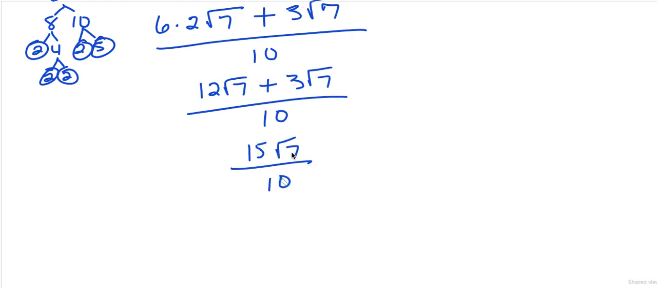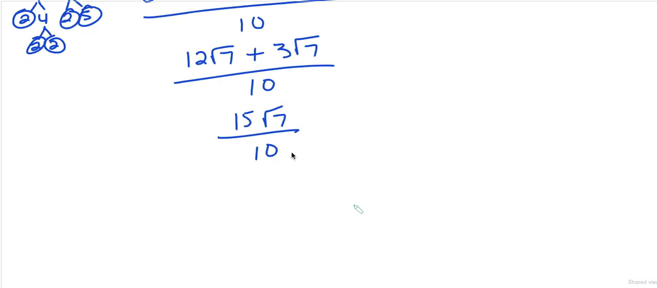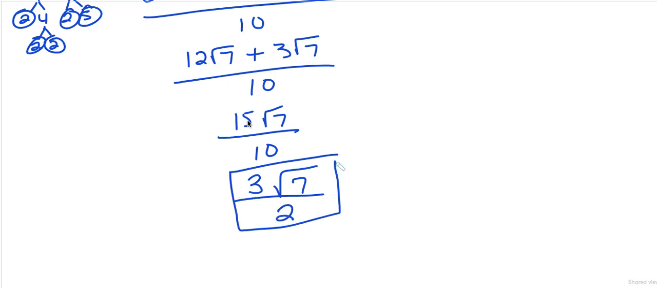Now, the 7 cannot be simplified. We've already done the go fish on it, so we know that our answer is going to have the square root of 7. But we can simplify 10 and 15 because they're both outside of the square root of 7. So I can divide 15 by 5 and get 3, and divide 10 by 5 and get 2, and that would be my final answer. And now you know how to add and subtract radicals.